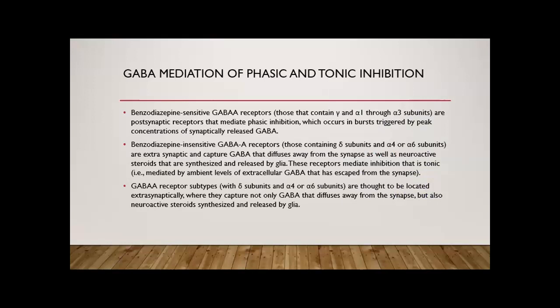Benzodiazepine sensitive GABA A receptors, those containing gamma, alpha 1 and alpha 3 subunits, are postsynaptic receptors that mediate phasic inhibition, which occurs in bursts triggered by peak concentration of synaptically released GABA. Benzodiazepine insensitive GABA A receptors, those containing delta subunits and alpha 4 and alpha 6 subunits, are extrasynaptic and they capture GABA that diffuses away from the synapse.